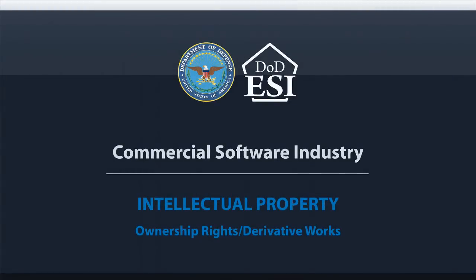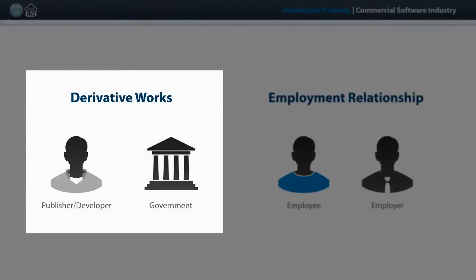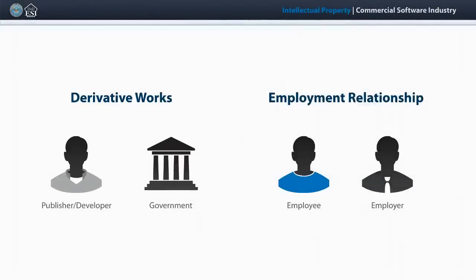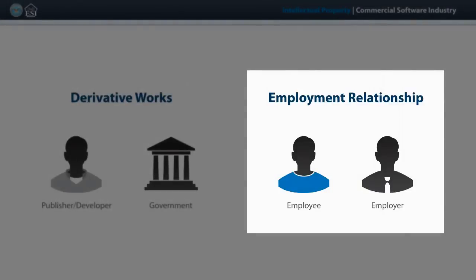When licensing commercial software and IP rights are involved, two additional and related topics are: 1. Ownership of derivative works as between the publisher or developer and the government. 2. Ownership of IP issues between an employee and his or her employer.